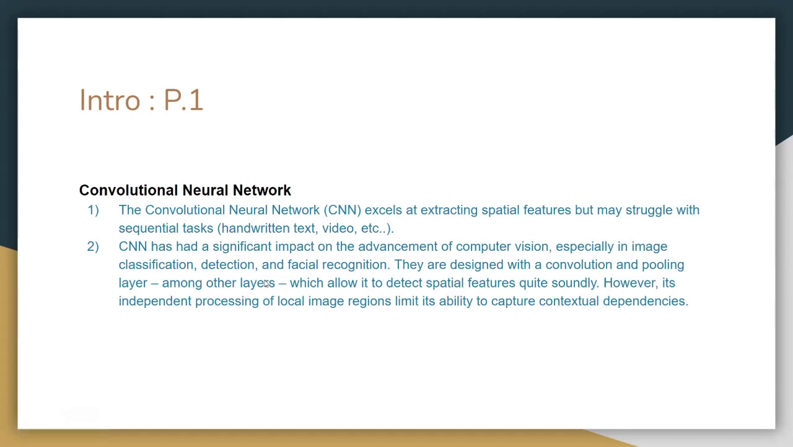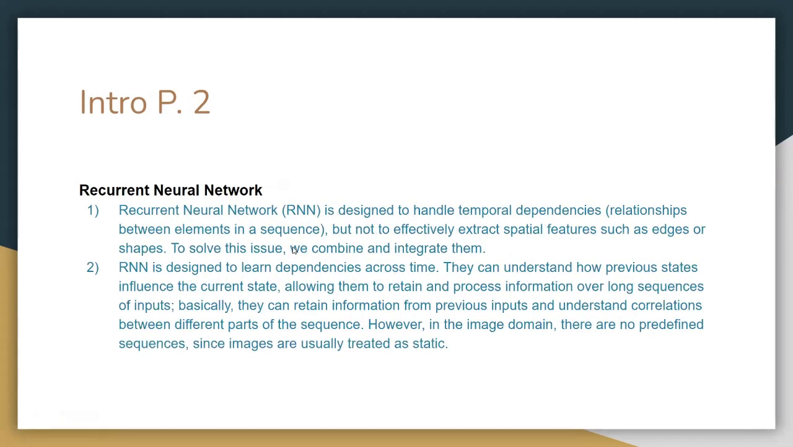However, its independent processing of local image regions limits its ability to capture contextual dependencies, which is where the recurrent neural network comes in. The recurrent neural network, or RNN, is designed to handle temporal dependencies, relationships between elements in a sequence, not the local elements themselves, but not to effectively extract spatial features like the CNN does, such as edges or shapes. To solve this issue, we combine and integrate them.